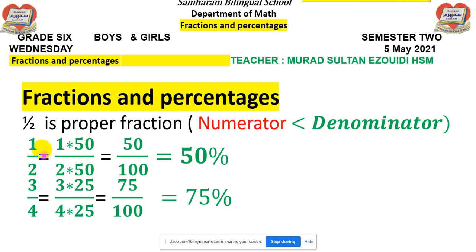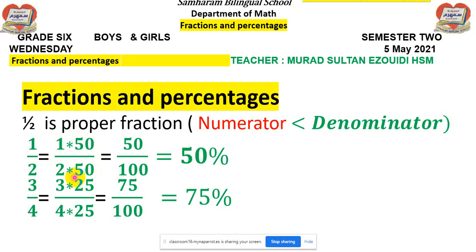Look, this is 1 over 2, isn't it? The numerator is 1 and the denominator is 2. The question is, Bennett, how can I make the denominator 100? Should I multiply this 2 by what? By 50. Good girl. As you multiply the denominator by 50, you should also multiply the numerator by 50. Don't say I will multiply this by 50 and here by 10. No, you should multiply by the same number.